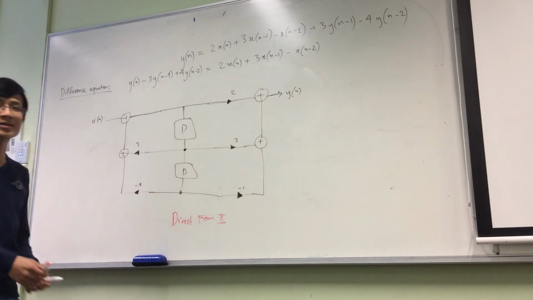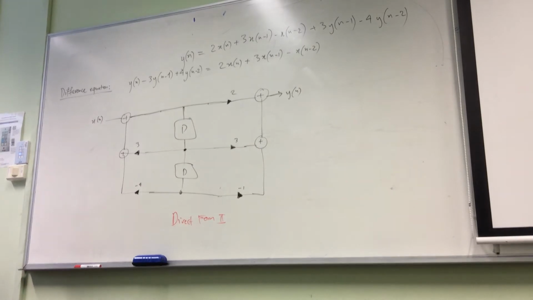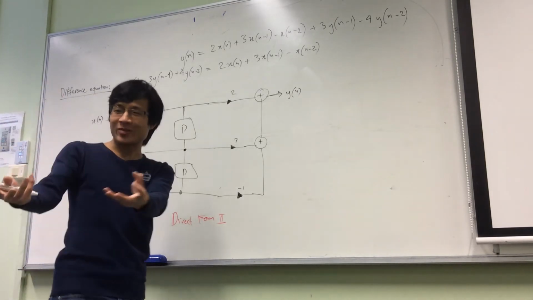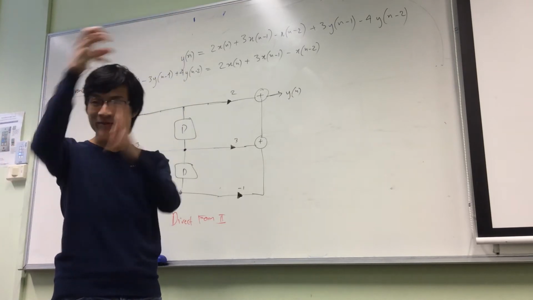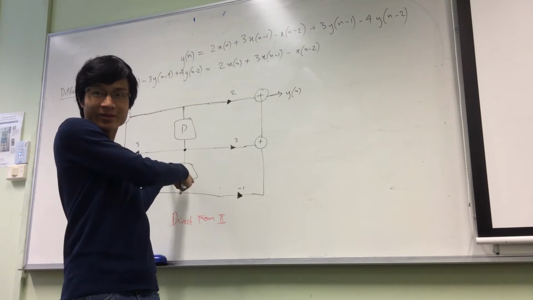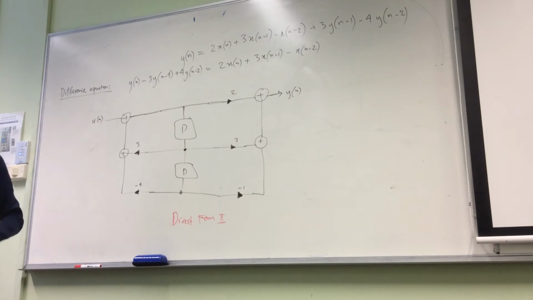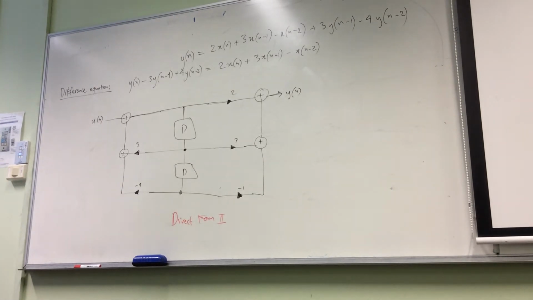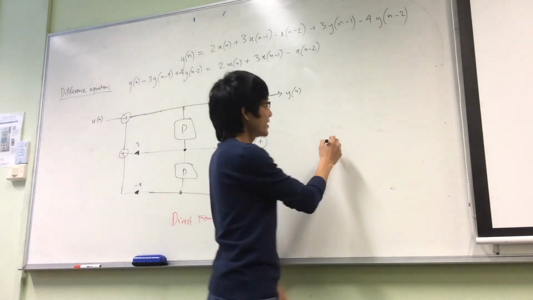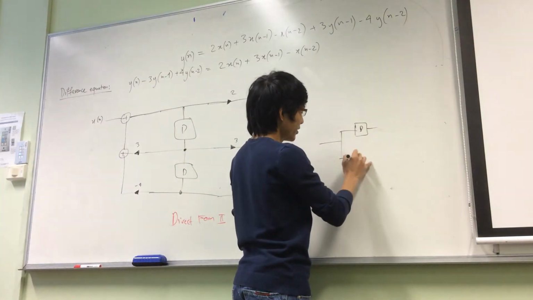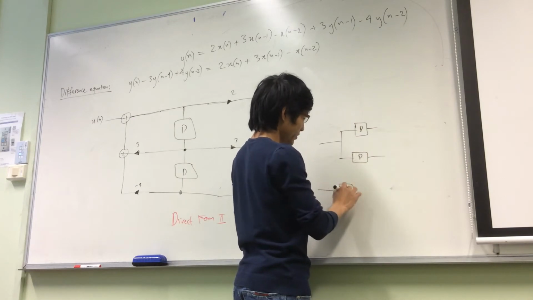Direct form 2 realizations. It has to be exactly the same, it's just 2 delays. See how we're moving the blocks? There is no one above the 2 delays. It's like this: minus 2, minus 1, one time is going down left and one time is going right. Yeah, it's like this.